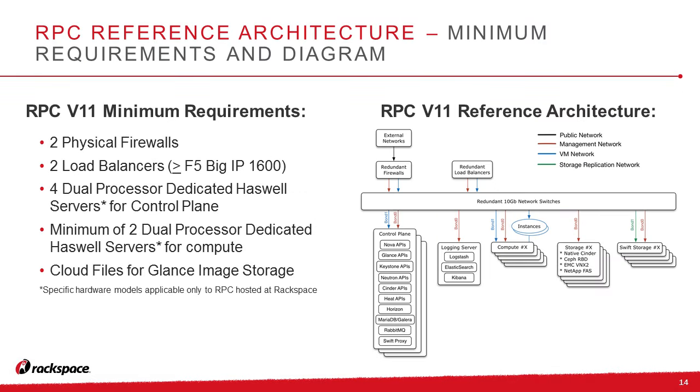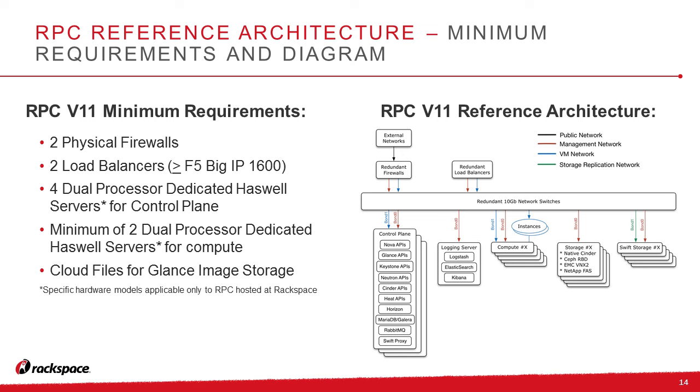I just wanted to end by, well, not really end. I just wanted to go over the minimum requirements. As I've mentioned, the control plane a few times. So for version 11, our minimum requirements are HA firewalls along with HA load balancers, and 4 dual processor servers. So they provide us with the control plane for all the OpenStack services, as well as a logging server, so that we have a centralized logging resource.